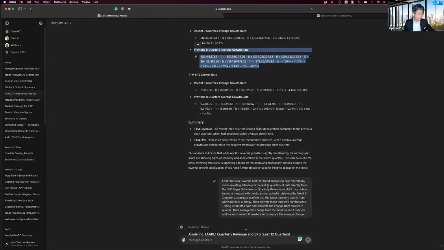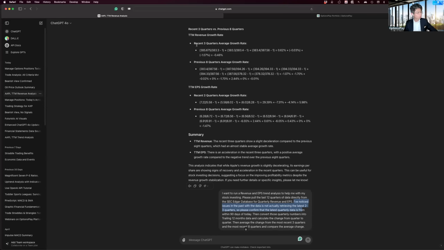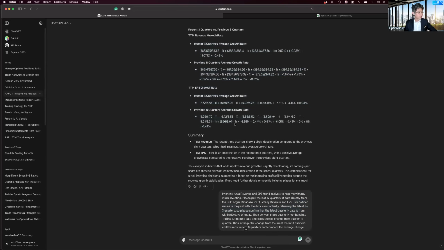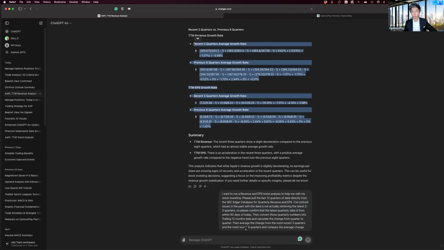Sometimes it wasn't pulling the last 3 quarters. I've even said that I've noticed there were issues in the past where it's not really retrieving the last 2 to 3 quarters. There are some data quality problems that I'm seeing here. Also, with how it's calculating the growth rates, I would be more specific as far as how I wanted to calculate those growth rates. You have to be very specific.